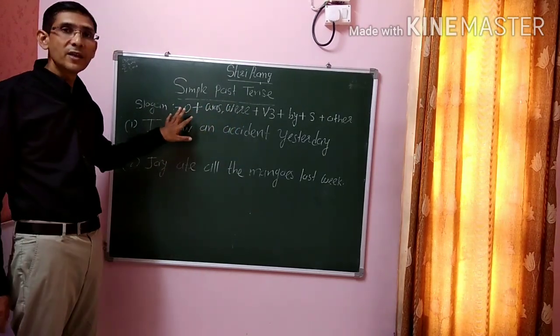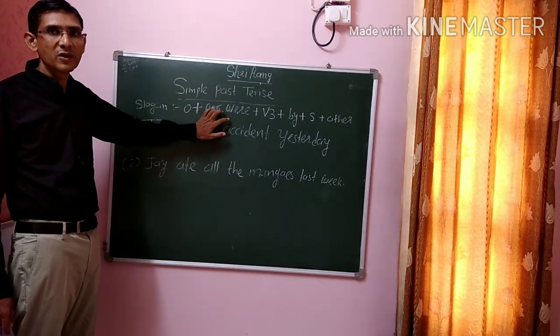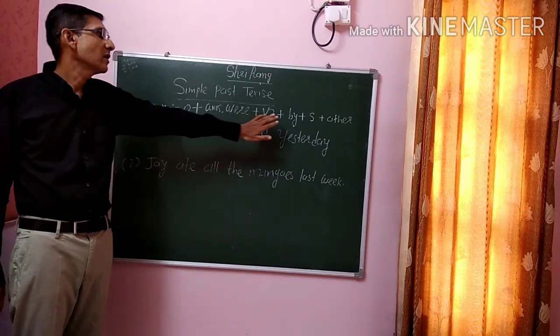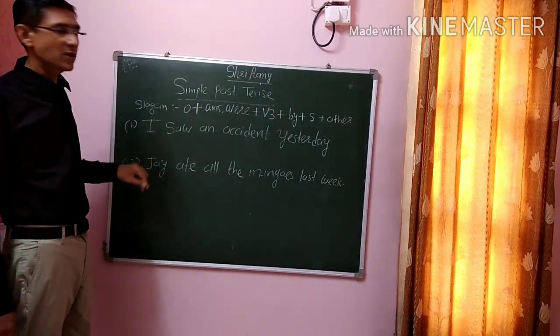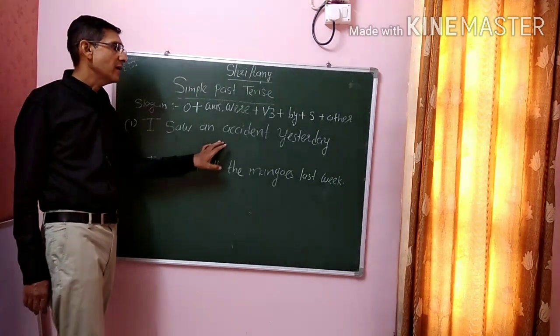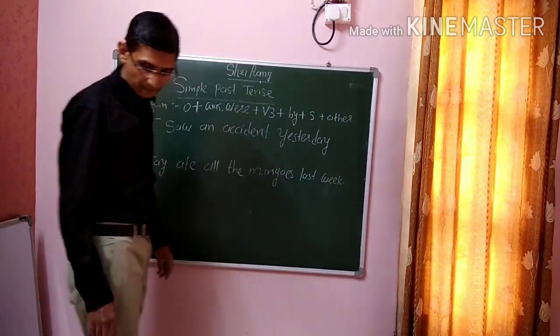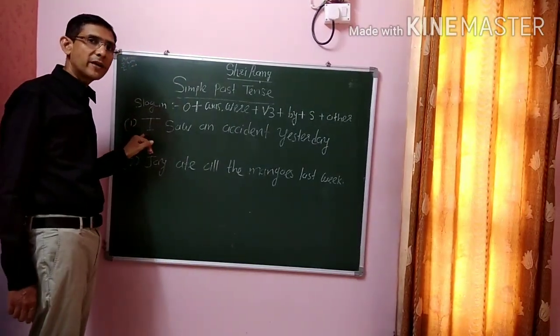The slogan is the same. Object, then the to be form, was and were here. This is the change, and then the other system is the same. Here is one example of the past tense: I saw an accident yesterday. Find out the subject. You know the subject. Subject is I.